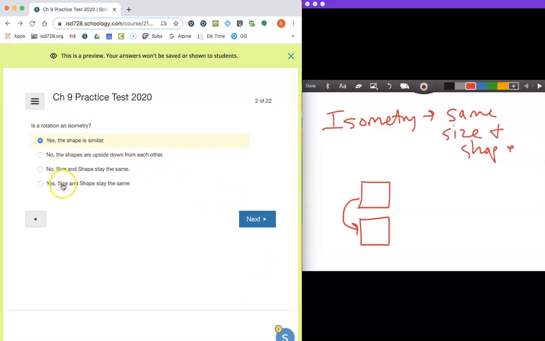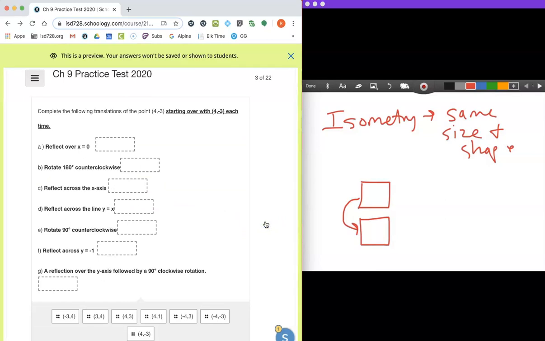So the question is, is it this yes or this yes? Well, the shapes are not similar. Similar means that they have different sizes, but they have the same angles. These have the same angles and side lengths. So I want the one that says size and shape stay the same.